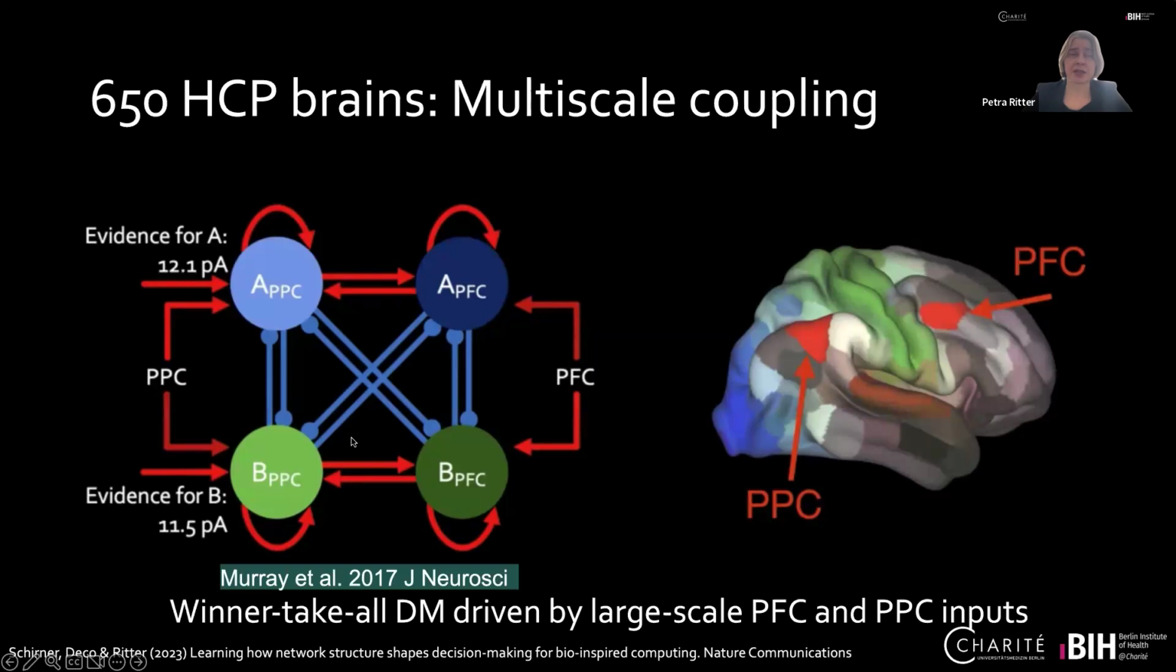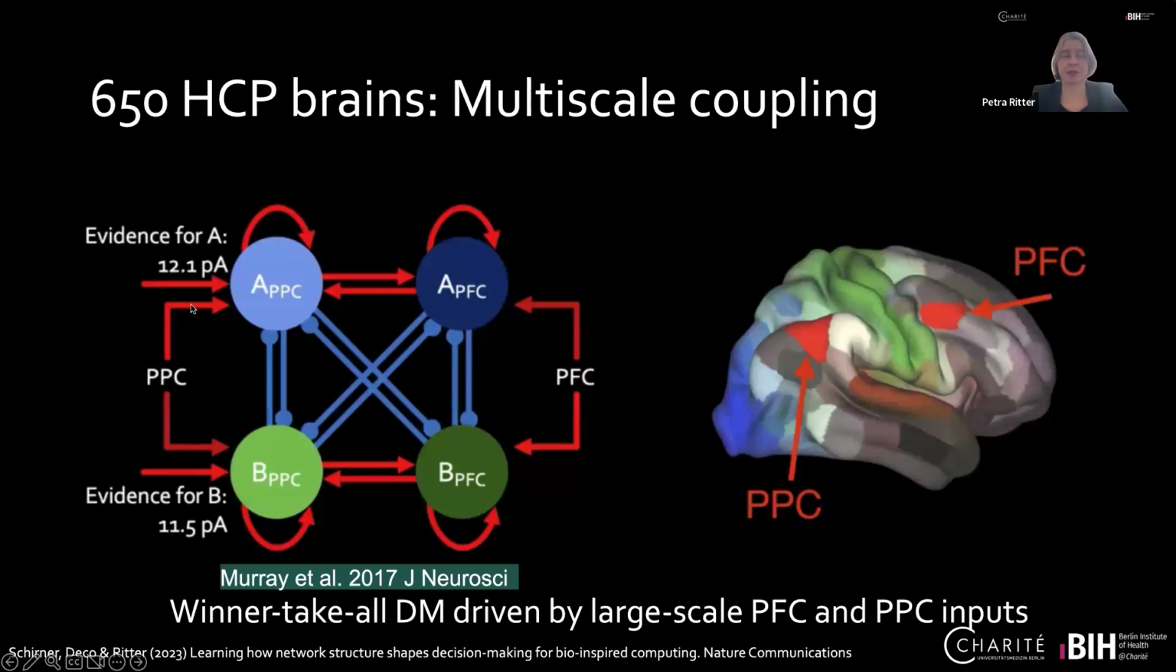And as you can see, the regions are mutually inhibiting. So there's one pair or one team of populations called A and one team of populations called B. And the A team is inhibiting the B team, and the B team is inhibiting the A team. Within a team, the populations are self-exciting. So the postparietal cortex region A is exciting the prefrontal cortex region A, and the same is the case for the populations B. And now we can feed in evidence in these postparietal regions A and B, and they are competing, because they are mutually inhibiting.